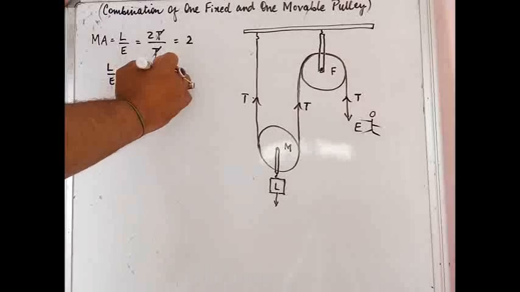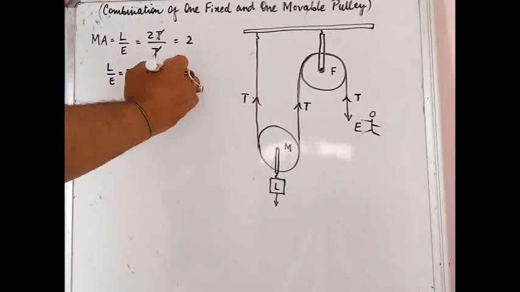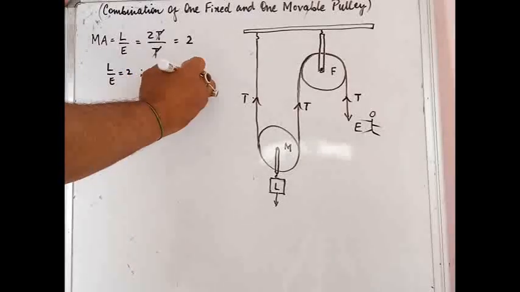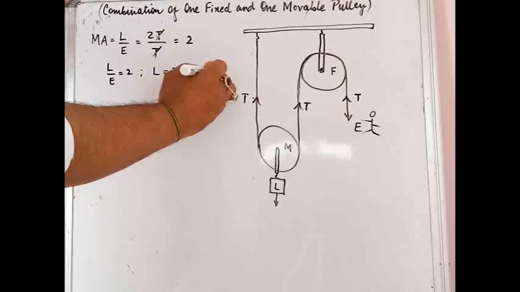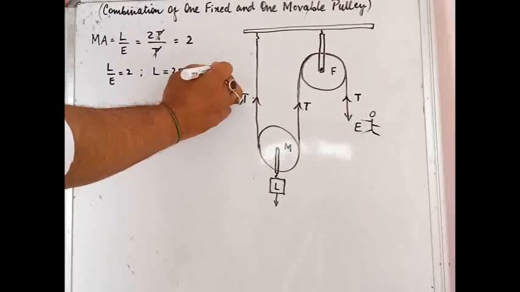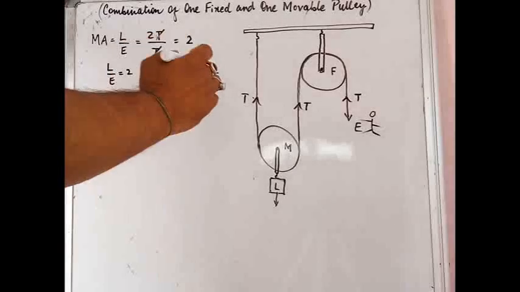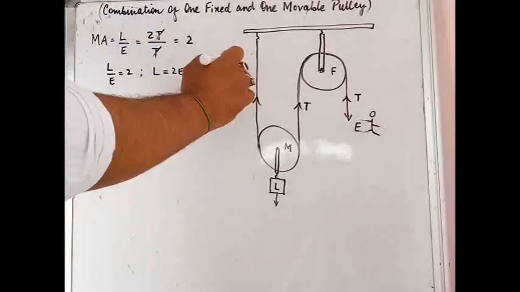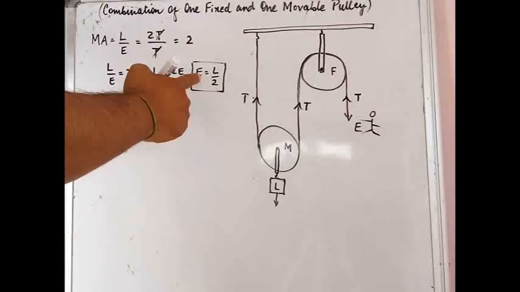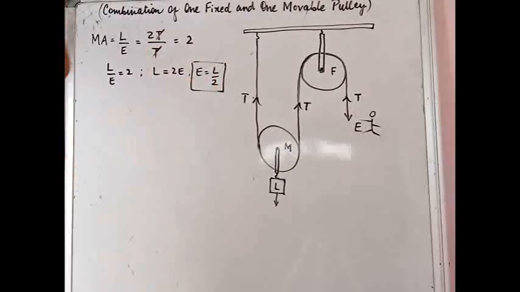That means when you cross multiply, you will have L is equal to 2E, or you can have E is equal to L by 2. If you remember, in case of a single movable pulley also, we had discussed the same thing. Okay, E, which is the effort, is half that of the load.